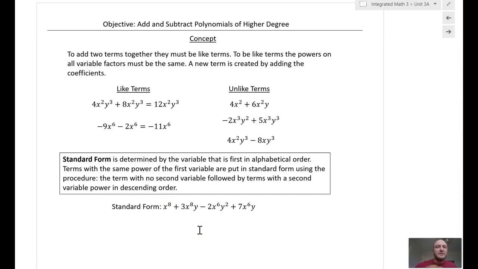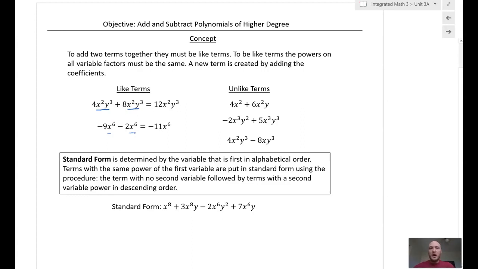So here we have some examples of like terms. I have 4x squared y cubed plus 8x squared y cubed. They both have x squared y cubed, so I can add them together. 8 plus 4 is 12. Second example, I have negative 9x to the 6th power minus 2x to the 6th power. Again, they're like terms because they both have a variable x and a power of 6.